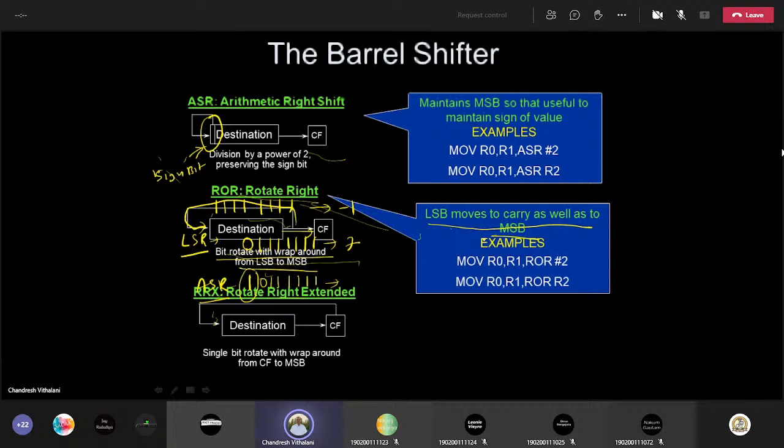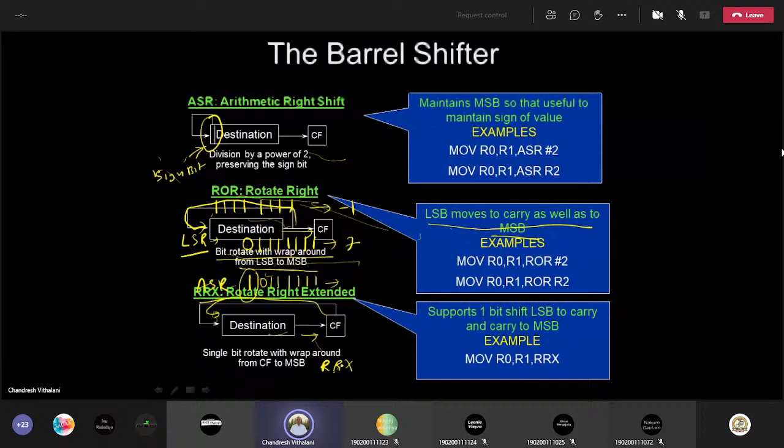And one more is RRX. RRX is rotate right extended. In that case, the LSB will transfer to the carry flag, and the carry flag will transfer to the MSB position. So the LSB will not directly transfer to the MSB, but will first transfer to the carry flag, and then the carry flag will be transferred to the MSB, the most significant bit position. That is how RRX will work. These are the different versions of rotate instructions.